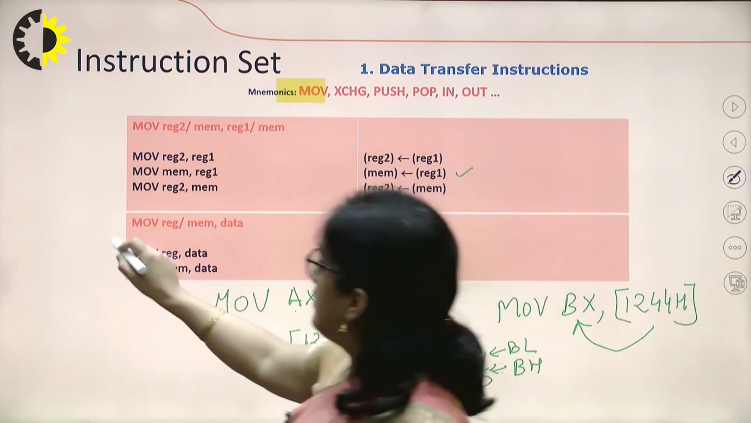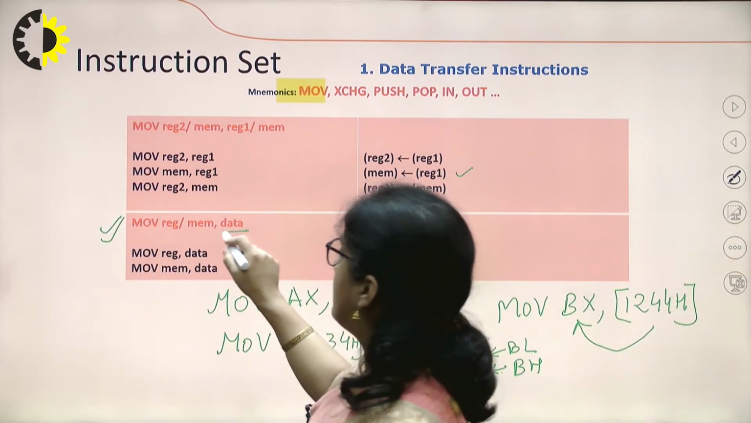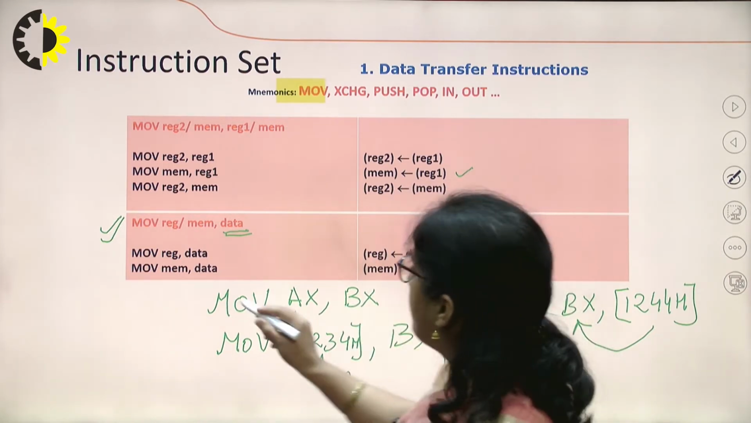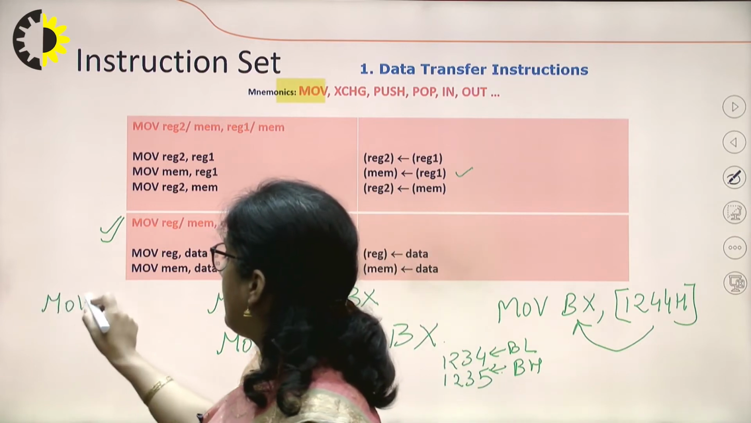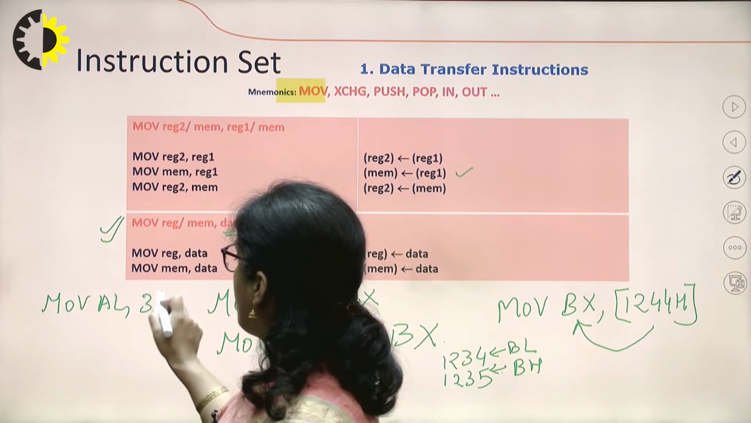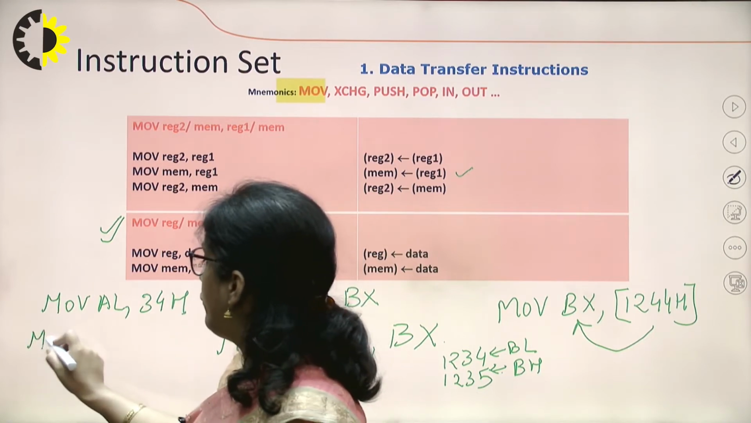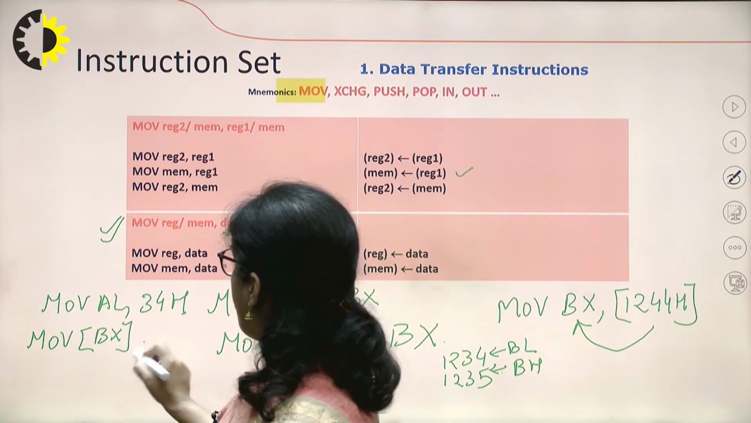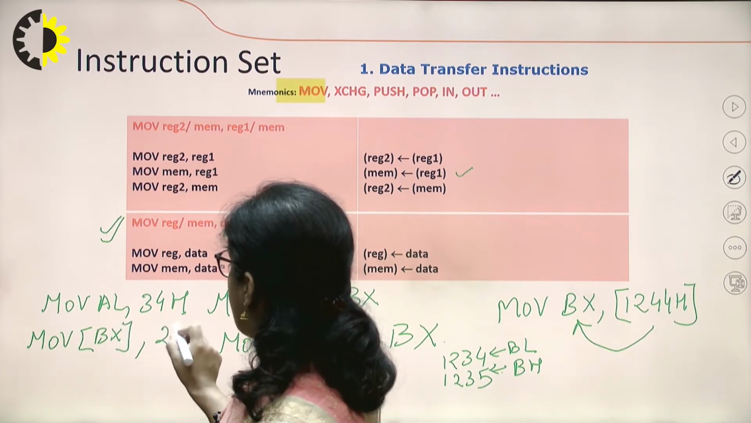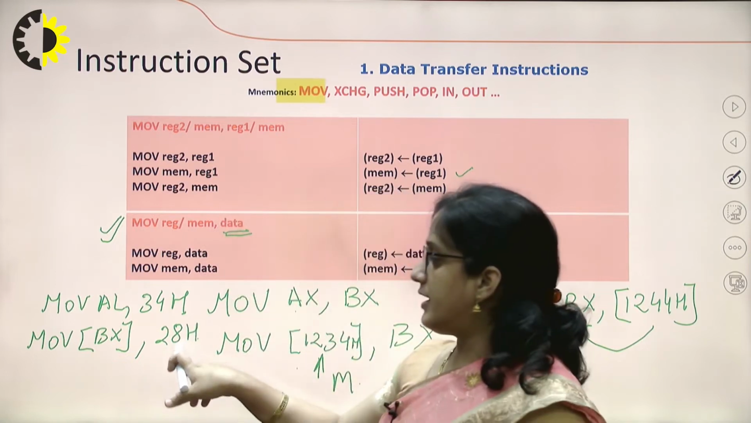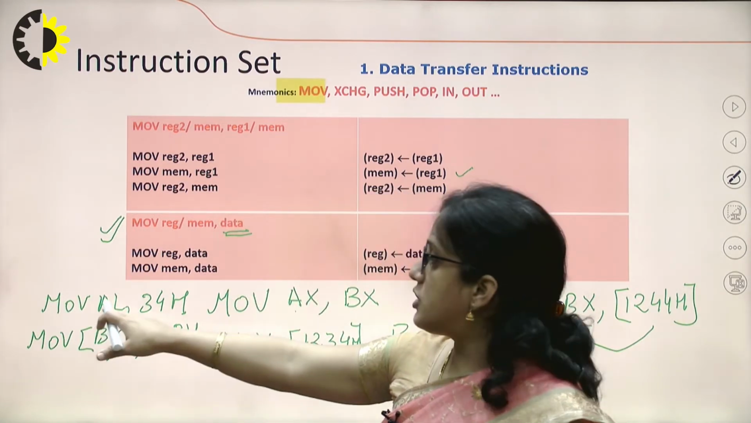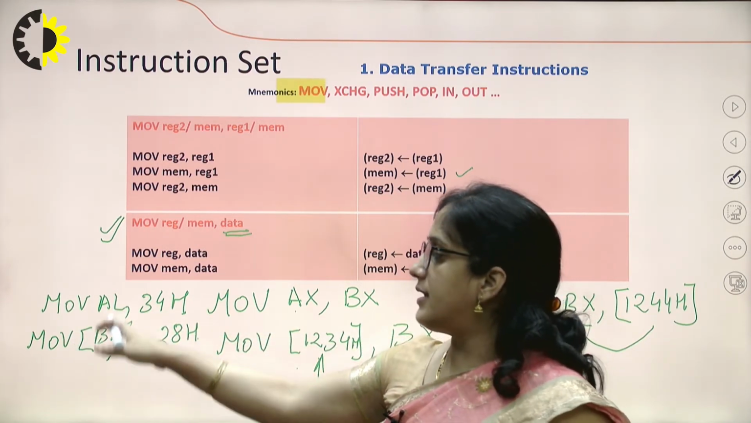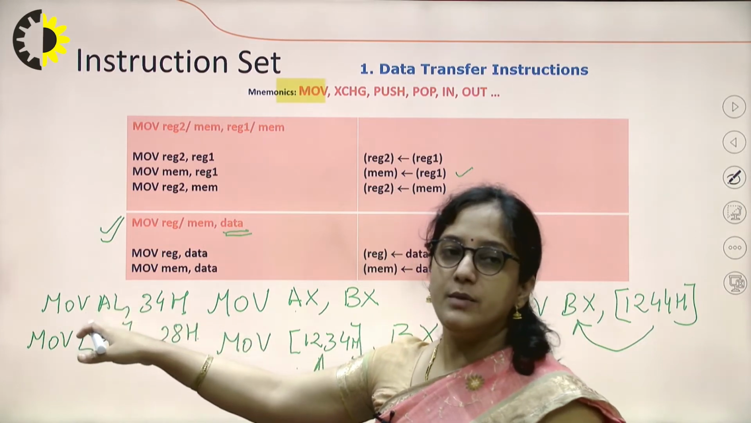The next is where we are specifying the data, that is immediate data. So we can have MOV AL, comma 34H, or we can have MOV BX, comma 28H. Here we are transferring 8-bit data to a particular memory location or an 8-bit register. If we have to transfer 16-bit data, then we will have to specify a 16-bit register here.